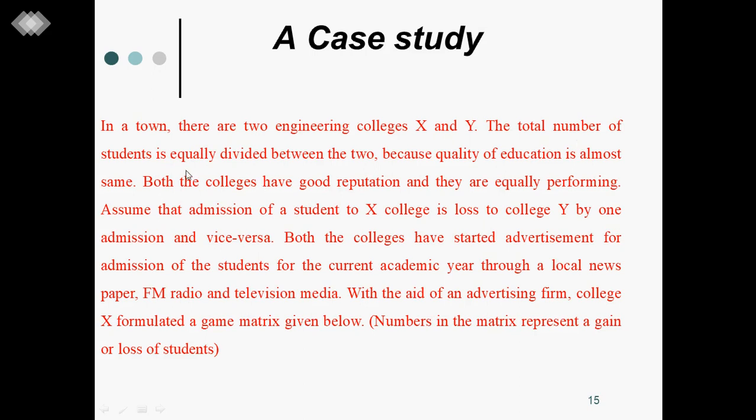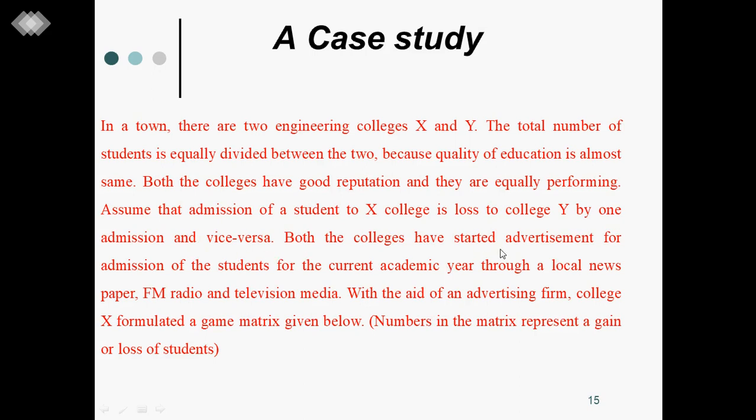The total number of students is equally divided between the 2. Because the quality of education is almost the same, both the colleges have good reputation and they are equally performing. Assume that the admission of a student to X college is lost to college Y by 1 admission. It's natural, and vice versa.